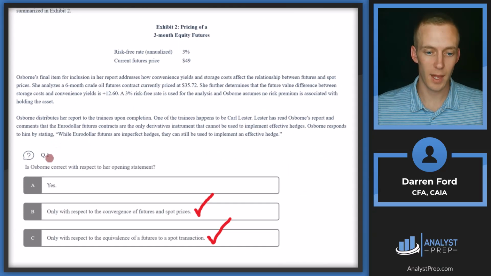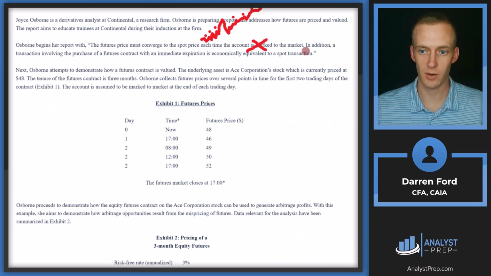And so when we do that, we can go ahead and rule out A and B right away, since she's not correct with respect to the convergence of the future and spot prices, which would mean the whole statement is also not correct. So we should be going with C, and let's talk through that one, make sure that's correct.